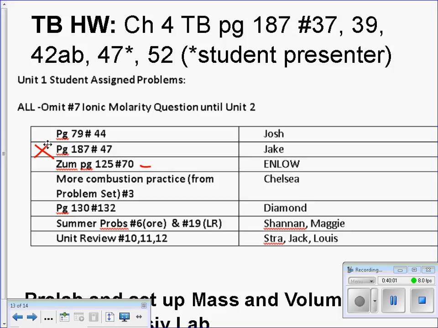A couple of people, Jack, Straw, and Lewis, you're presenting on unit review day, which is the very end. Summer problems will present on unit review day as well. Shannon and Maggie, Diamond, it's probably empirical formula, which will be in like two days. Combustion practice will be in a couple of days. Chelsea, Josh, I don't remember, I'll have to look, but I will post this online.